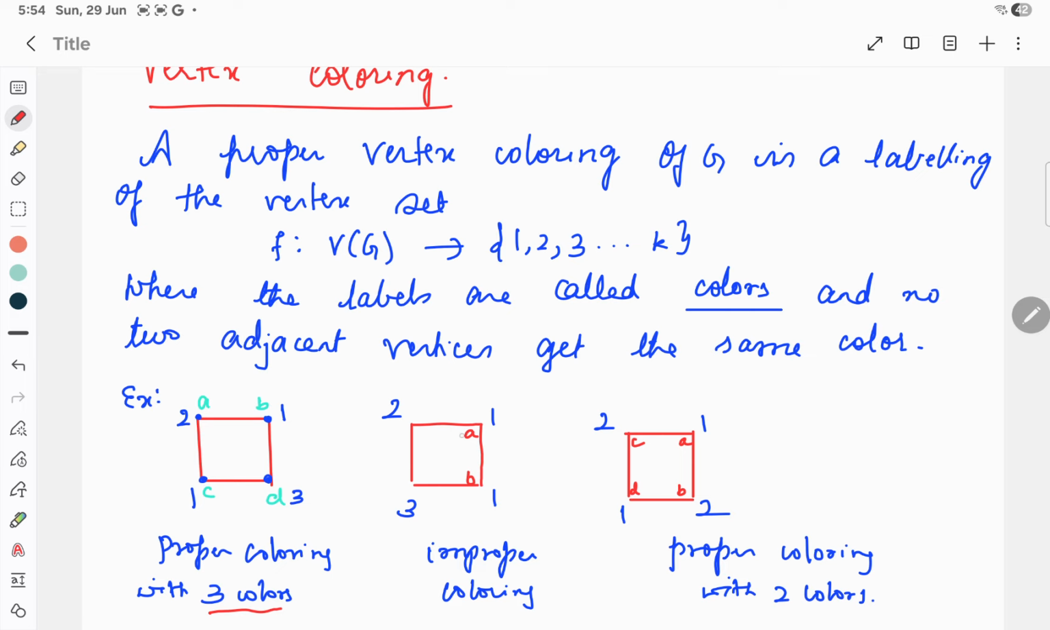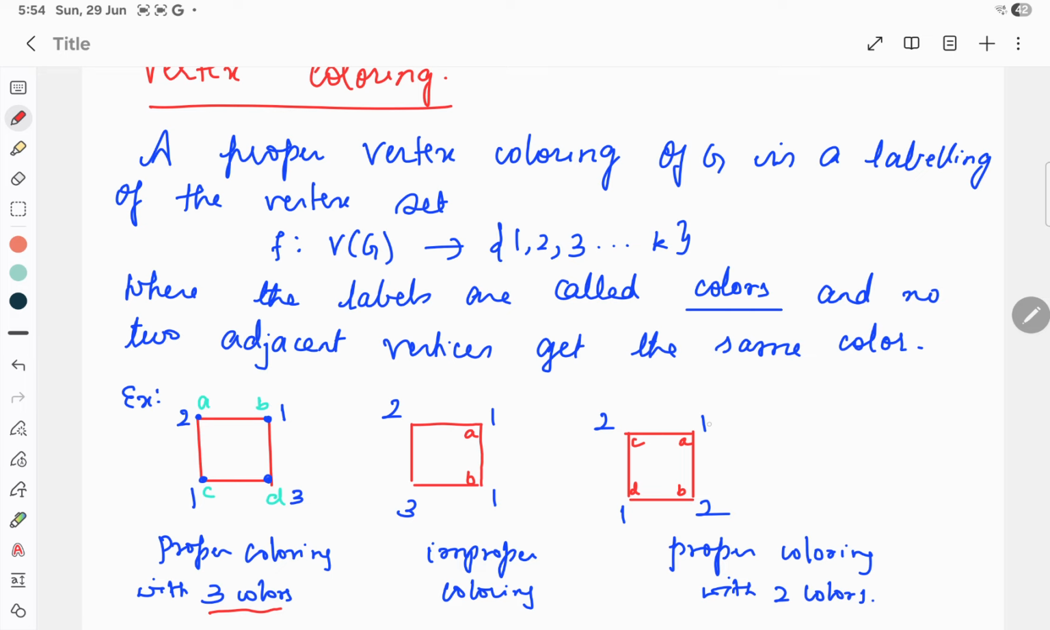Now consider the same graph but with different coloring. So let me color the vertex A with color 1. And here vertex B is also colored with the same color 1. But it is adjacent to A. So this is not the proper coloring, it is improper coloring.